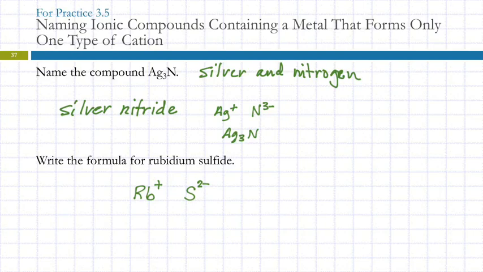How do we put those together? Rb2S. Because when I have 2 of these, I'll have a total of +2 charge. One of these, -2 charge, when I put those together in that ratio, the thing is neutral. Okay? Any questions?